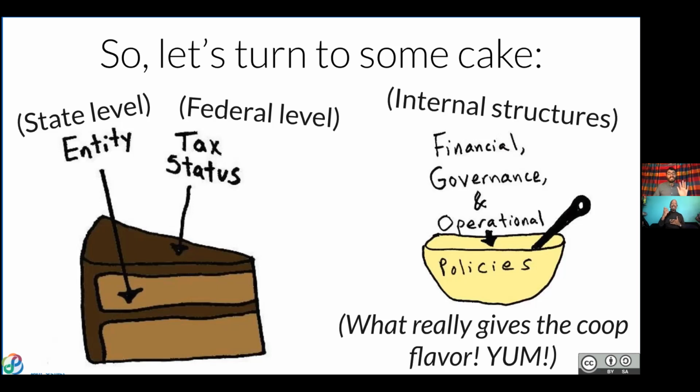You can really mix and match cake and icing. So when you start to understand that, there's an infinite possibility for the ingredients you choose for your internal financial, governance, operational structures. And that's really the stuff that shows up in your policies and practices as opposed to your bylaws or operating agreement, although it can show up there too. And those financial and governance and operational ingredients are really what gives the co-op a lot of its flavor.